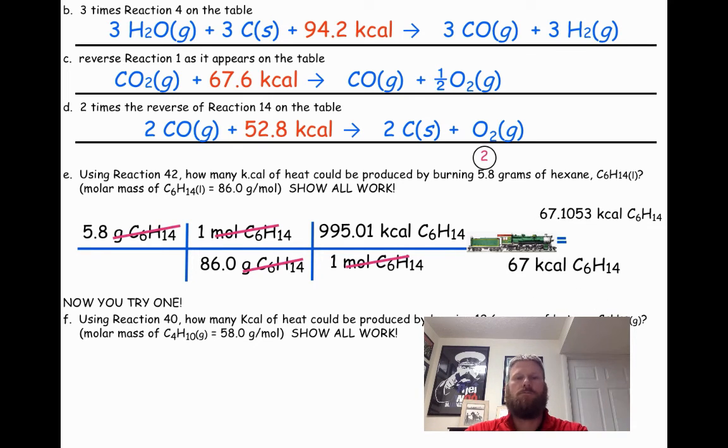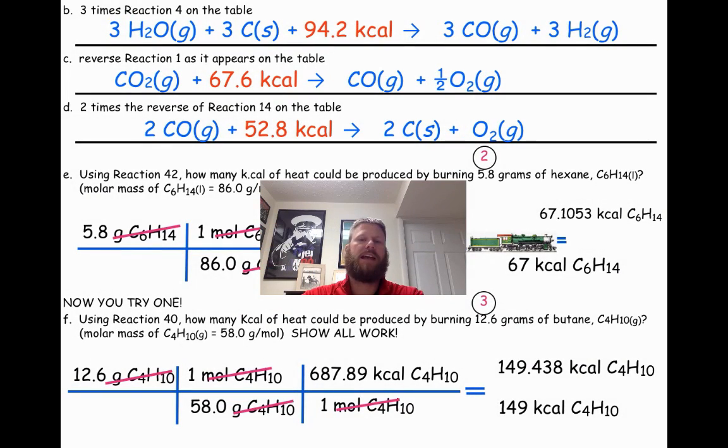Now it's your turn. Use reaction 40 to determine how many kcals of energy are produced when 12.6 grams of butane are burned. Pause the video. Try it out. When you think you have it, press play and check your work. You should have gotten 149 kcals. Your answer is limited to 3 significant figures.